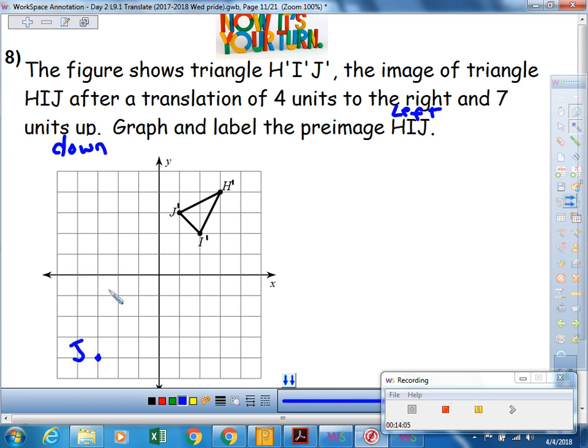So remember, when you're labeling, they're just the letter because this is the pre-image. Okay, your pre-image should look like this. Any questions?